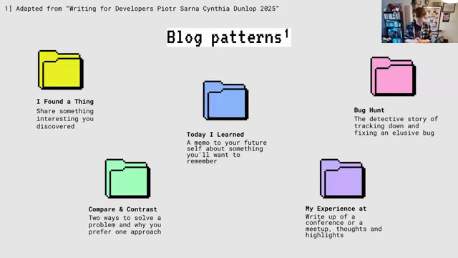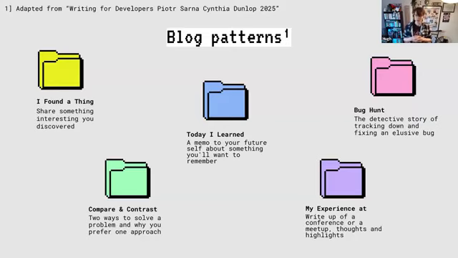There is a fantastic resource on writing blogs called Writing for Developers by Piotr Sarna and Cynthia Dunlop. It came out last year. It's very good. And they talk about the idea of blog patterns. So this is the idea that technical blogs fall into a number of distinct categories and they all share common structures.